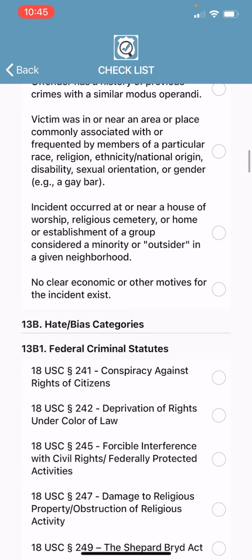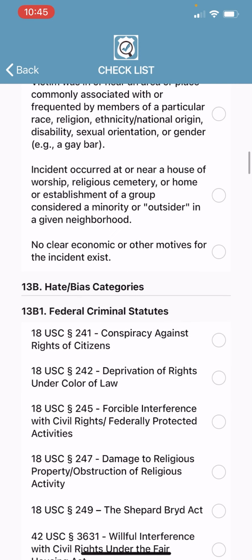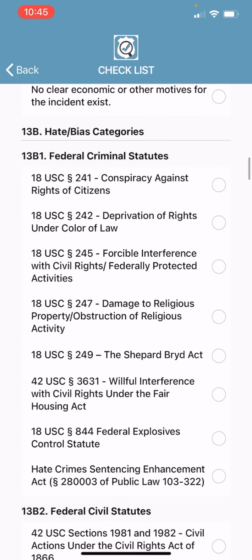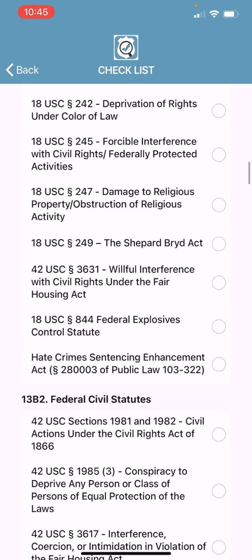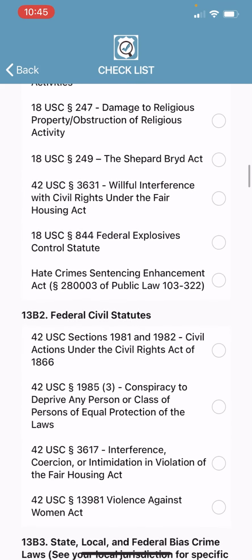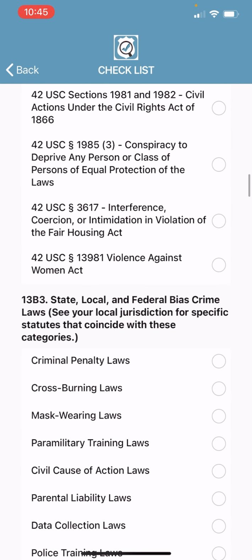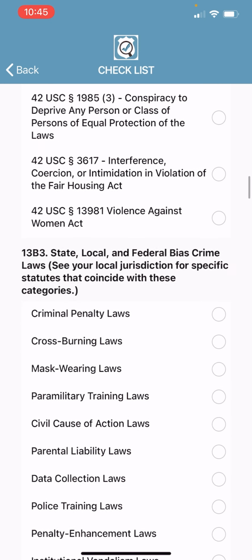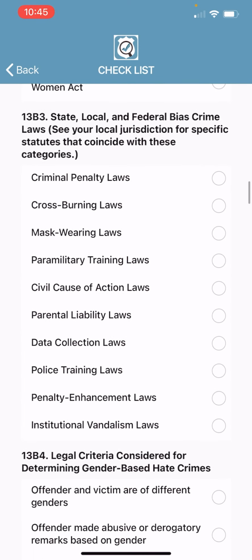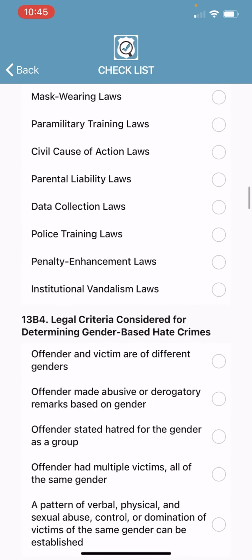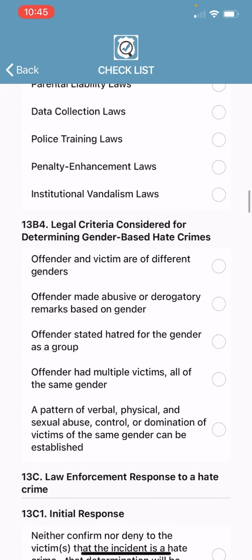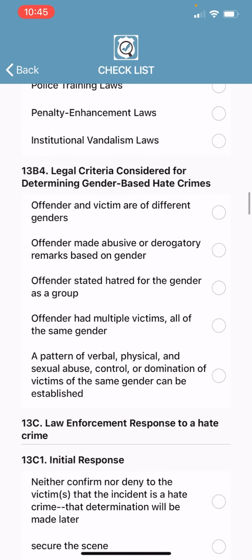13B, Hate and bias categories. 13B1 lists the federal criminal statutes related to hate and bias crimes. 13B2, federal civil statutes relating to those incidences. And 13B3, state, local, and federal bias crime laws specific to various type activities. 13B4, legal criteria considered for determining gender-based hate crimes.